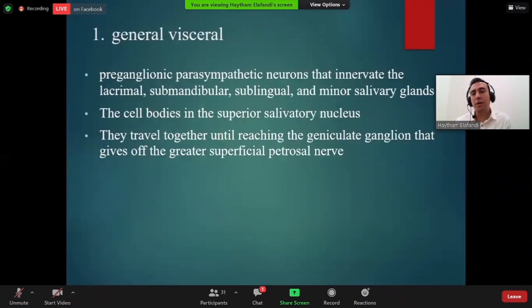So the first part of the nervus intermedius is the general visceral. It carries the preganglionic parasympathetic neurons that innervate the lacrimal, submandibular, sublingual, and minor salivary glands. The cell bodies of the neurons are present in the superior salivatory nucleus, present at the upper part of the medulla. They travel together until reaching the geniculate ganglion that gives off the greater superficial petrosal nerve that innervates the lacrimal gland.